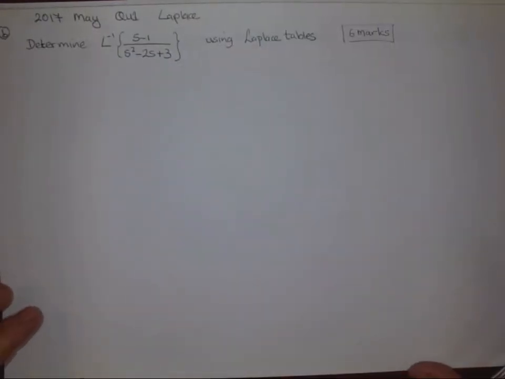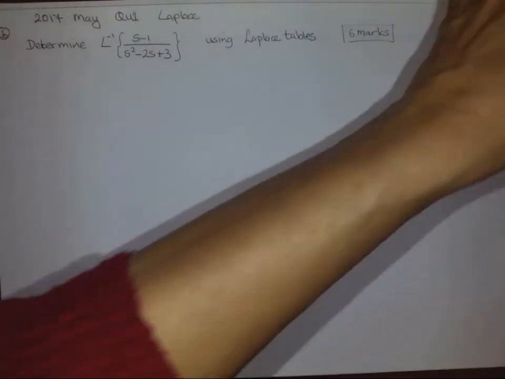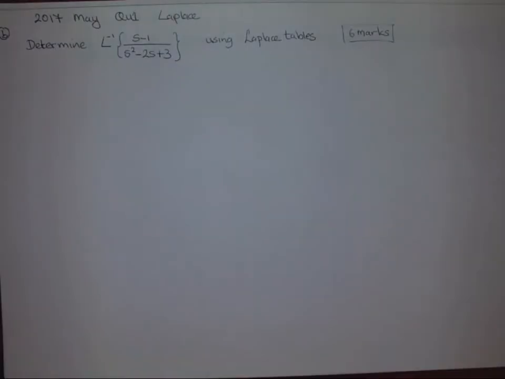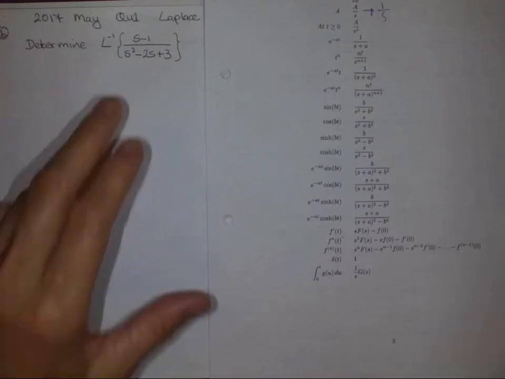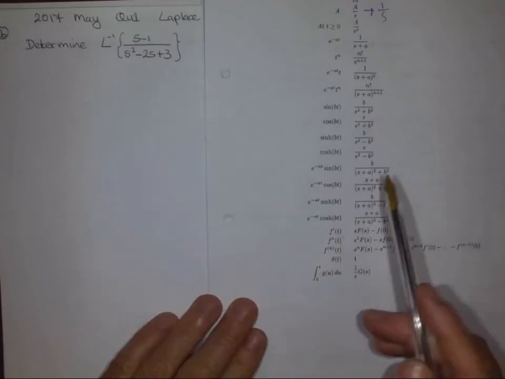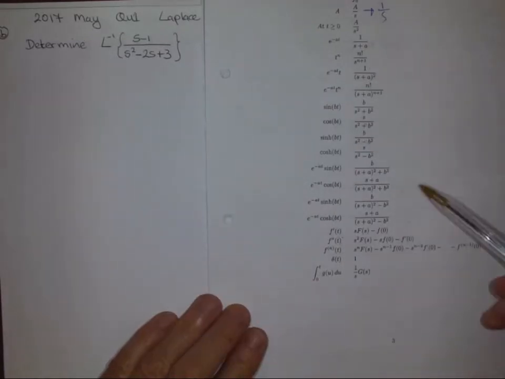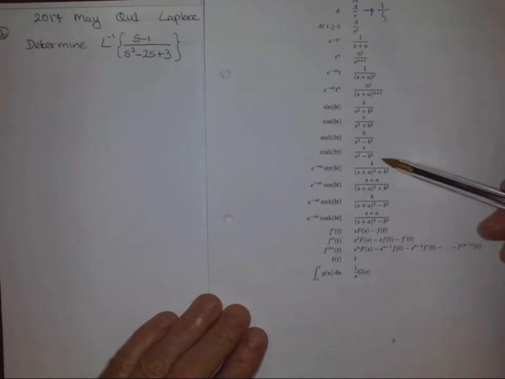Right, determine the inverse Laplace transform of this. Now the problem with this is if you look at the tables, there is nothing in the tables that looks like that. So we have to rearrange this, especially the bottom part, to try to make it look like something like this. And I can tell you it's going to look like one of these things here. Right, so let's try that.